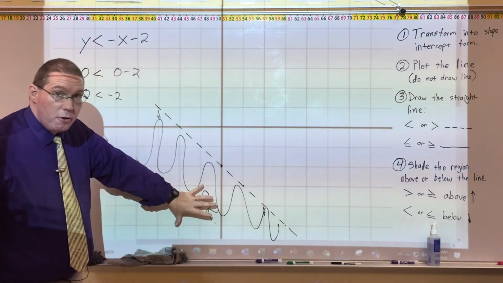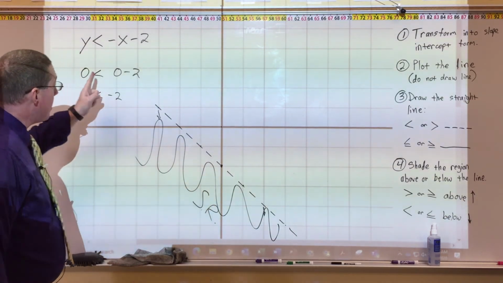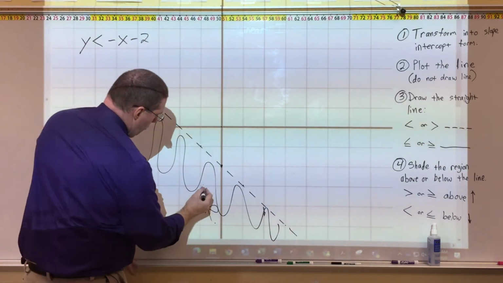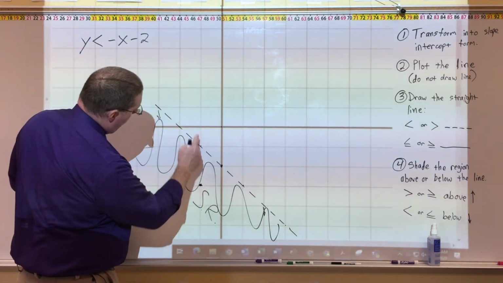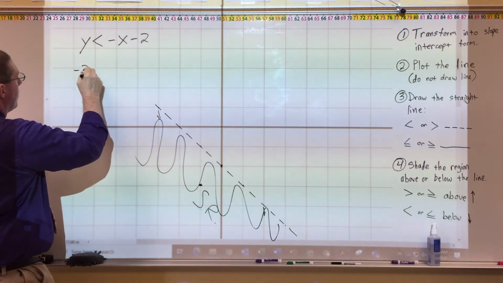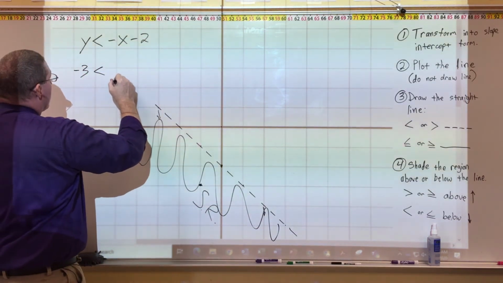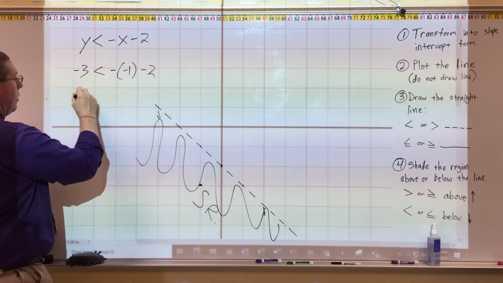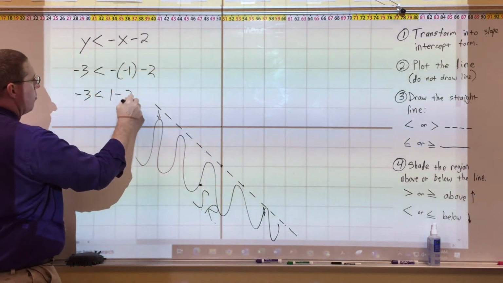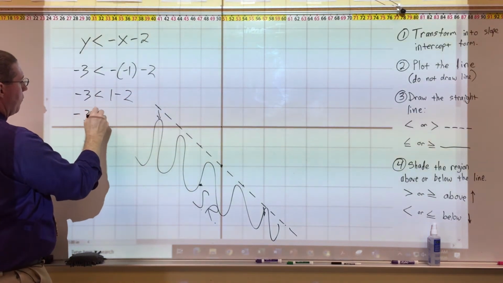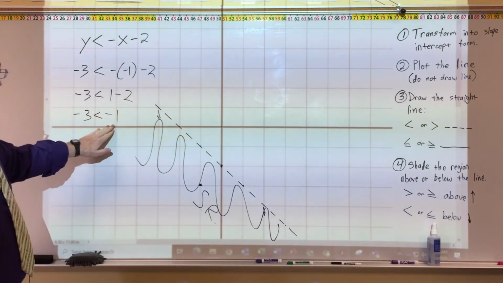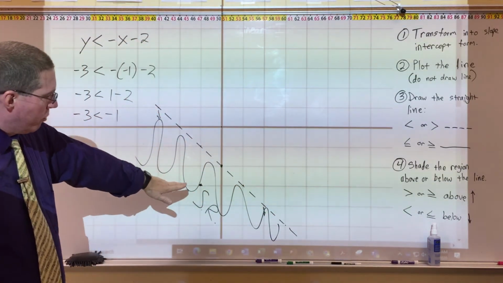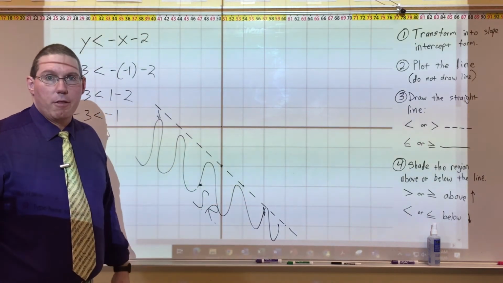Now, that means every single point down here should make this true. So let's pick one down here and see if it's true. How about this one right here? This point is -1 and -3. So we're going to put -3 in for y: -3 is less than -1 minus 2. Well, -(-1) is 1. So we've got -3 is less than 1 minus 2, and 1 minus 2 is -1. -3 is less than -1. Is -3 less than -1? It sure is. Therefore, true. Therefore, this point is in the correct place in the solution region.